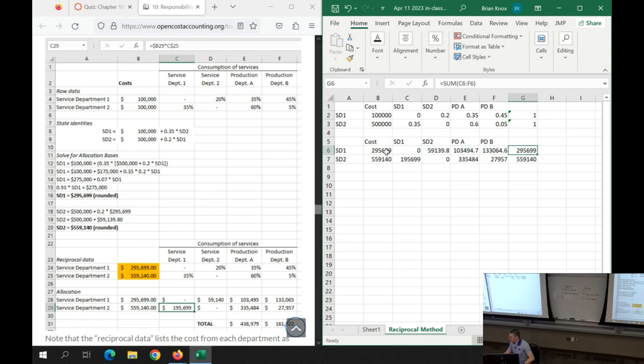Okay, we've allocated all the money here. That's what these tell us. And all the money here. Good.